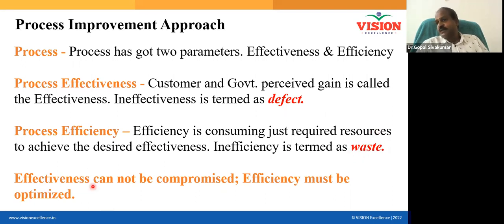So effectiveness and efficiency of a process are very important. Effectiveness can never be compromised. Because what is effectiveness? Effectiveness is producing defect-free product. Can you compromise on this? Can you produce an item with a defect and sell it in the market? Do you think people will buy? Nobody will buy. So effectiveness can never be compromised at any cost. You must achieve the required effectiveness. No compromise. Otherwise, you will be kicked out of the market.